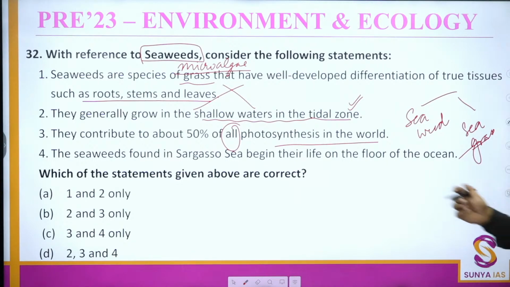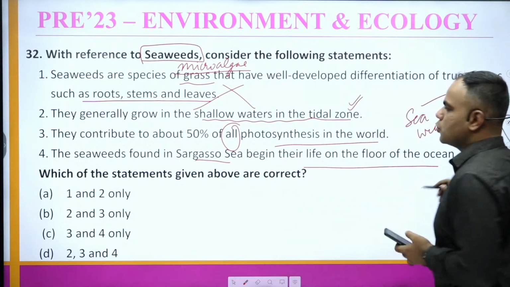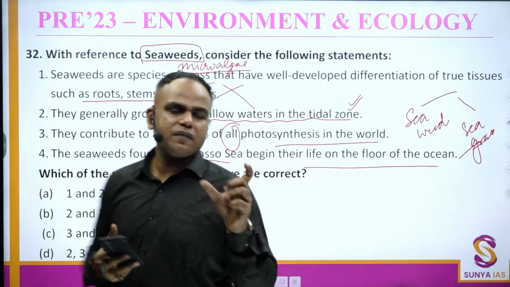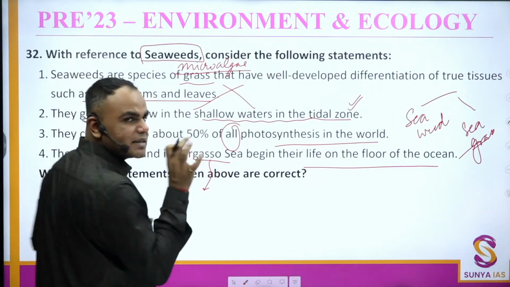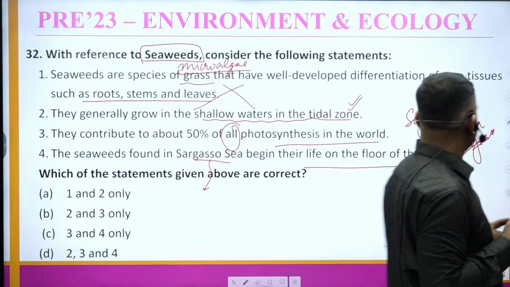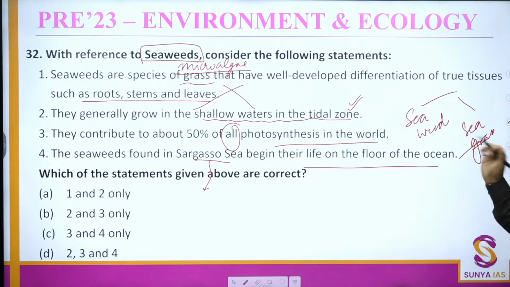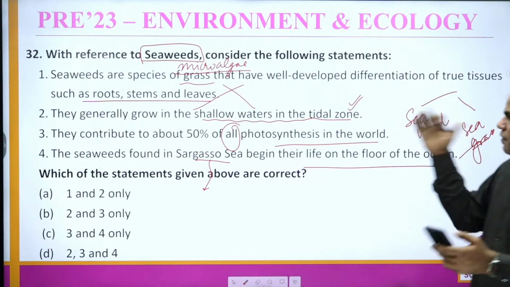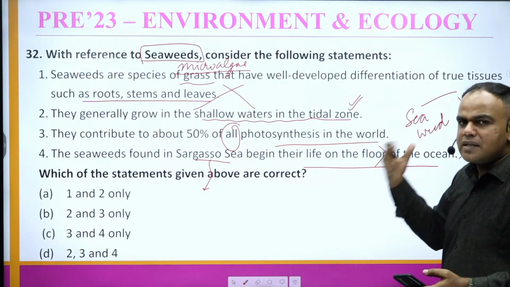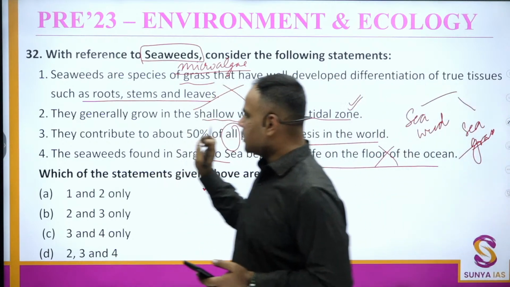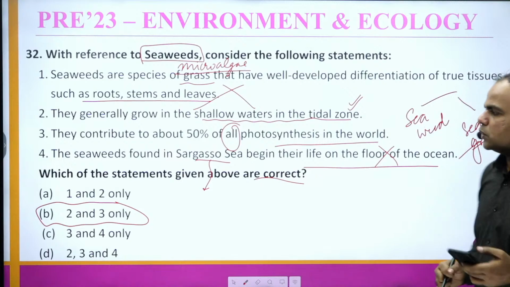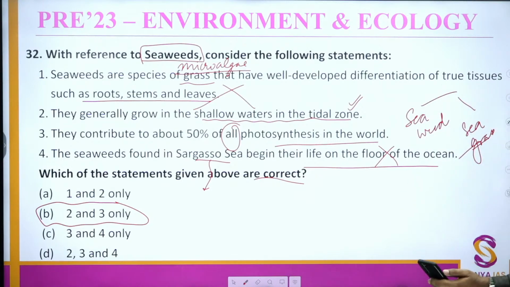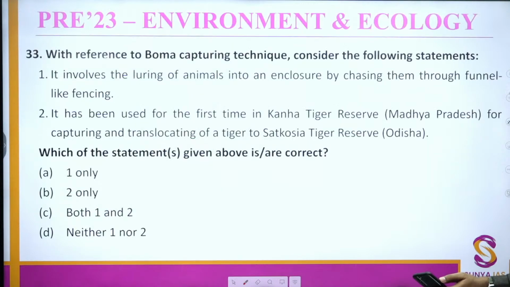Now, the seaweeds found in Sargasso Sea begin their life on the floor of the oceans. Generally, the seaweeds which are found begin their life on the floor of the oceans. But in case of Sargasso Sea, by the way, Sargasso Sea has this Sargassum weed. Because of that, it is not found on the floor of the ocean. So this part is wrong here. It is free floating and found in the higher regions, not on the floor. Otherwise, seaweeds are found in the other parts. So here 1 and 4 are wrong. So the answer to question 32 is that statements 2 and 3 are correct. These are the basic seaweed facts that you should know.